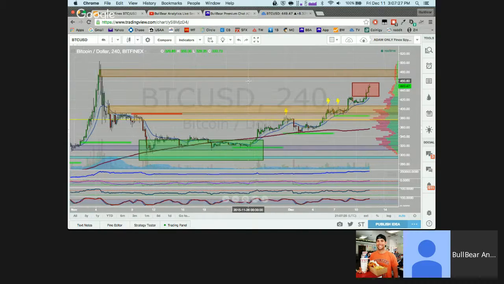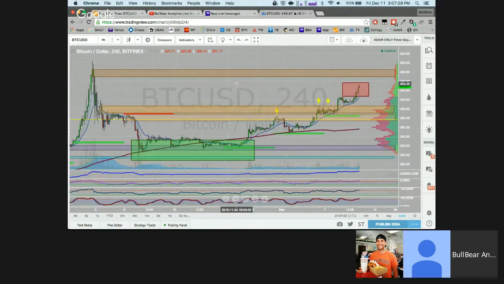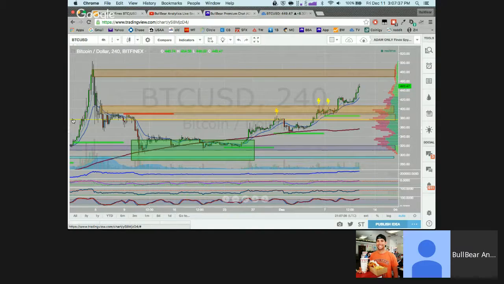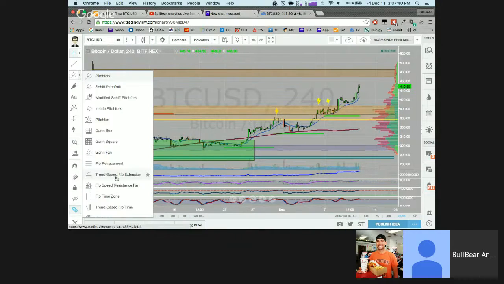So here we have a 4-hour chart of Bitcoin, and we have our OTE box here. Well, how did we get that? So let's go ahead and just take that off here for now, and we'll go over to our Fibonacci tool.